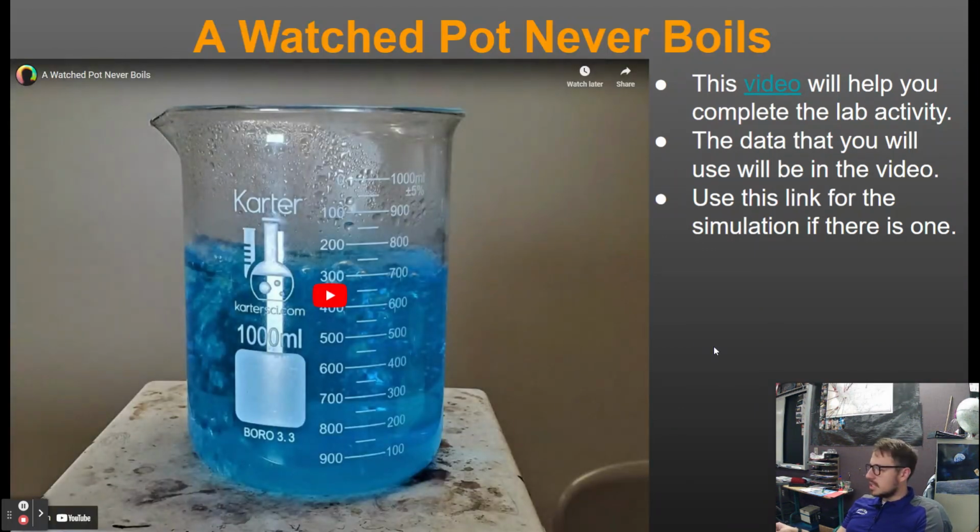And the lab that we did this week was called A Watched Pot Never Boils. So in this lab, you can see in the thumbnail, what we did is we took ice water and we put it on a hot plate, right? And we took the temperature every 30 seconds, and we could create a nice graph that should look like the phase change diagram. And that's how we looked at phase change, heat, and temperature.